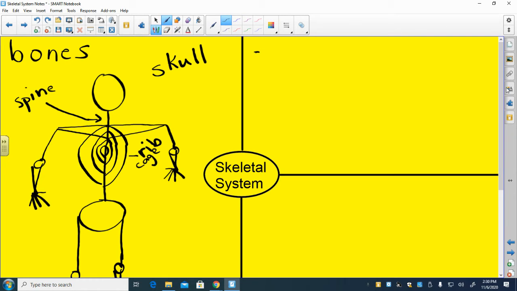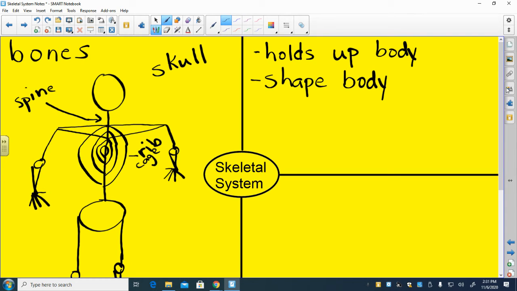Next, we're going to talk about the jobs of the skeletal system. The skeletal system holds up the body. Without the bones inside of your body that are connected and holding you up, you would be a little blob rolling around on the floor, which sounds a little bit silly, but we definitely need our bones to hold up the body, and not only do they hold our body up, they give our body its shape. I mean, if you look at your arms, they are shaped very similarly to the bones. Those bones help give your body its shape.